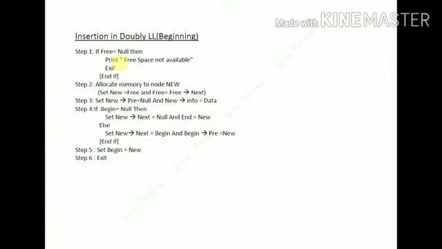Free equal to null means there is no node available in the free node list for performing the insertion operation. So we will print the message here, free space not available, and we will exit from that particular program. If that is not the case, we will move to step 2. That is, there is a free node available in the free node list.